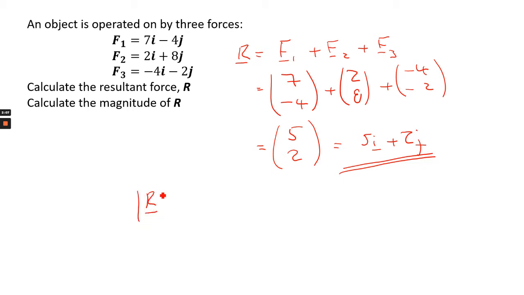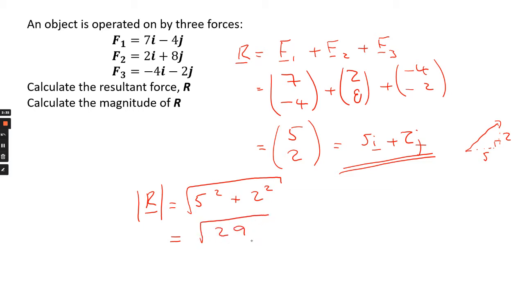If I want to calculate the magnitude of R, this is when I start using Pythagoras, because I know that this vector is 5 across and 2 up with a right angle here, and so the length of this vector is 5 squared plus 2 squared, square rooted. So I've got 25 plus 4, square root of 29, which leaves me with 5.39 as the magnitude of R.